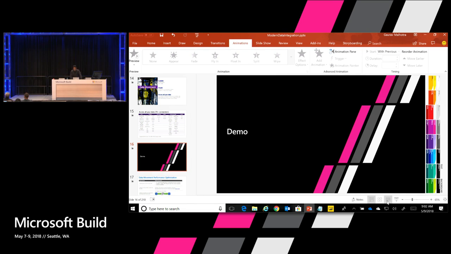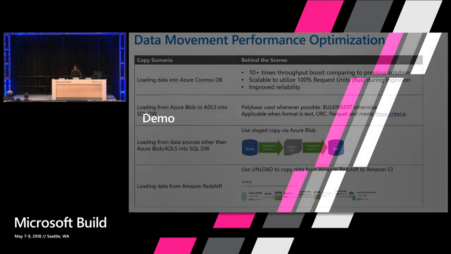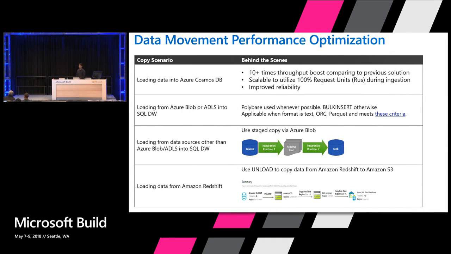So going back, like I mentioned, we have worked to improve the performance of some connectors that we support, and we continuously work on increasing the other ones. I talked about Azure Cosmos DB and showed you a demo. We have increased the performance 10 times. You can essentially scale it to use 100% of the request units that the Cosmos DB supports today, and it's reliable in terms of data movement as well.